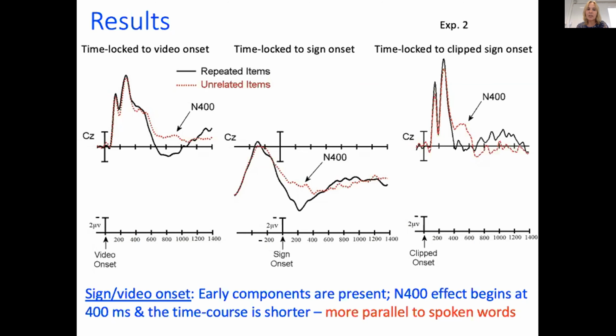But what's particularly interesting is that now the N400 starts where you see it for spoken and written word recognition, about 400 milliseconds after sign onset, or after stimulus onset. And it's also shorter. It's reduced by about 200 milliseconds. So it looks much more like the type of N400 you see for spoken and for written words. So you don't see this prolonged N400 effect when you present stimuli that are clipped, so the video onset and the sign onset are the same.